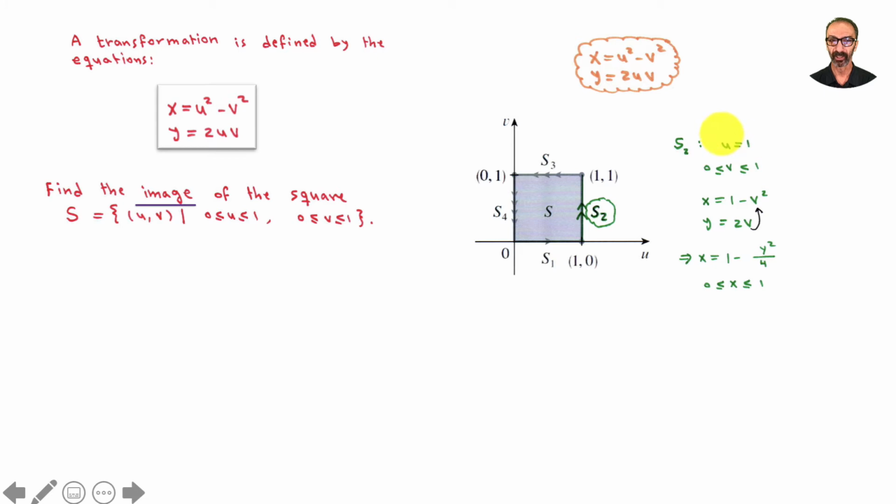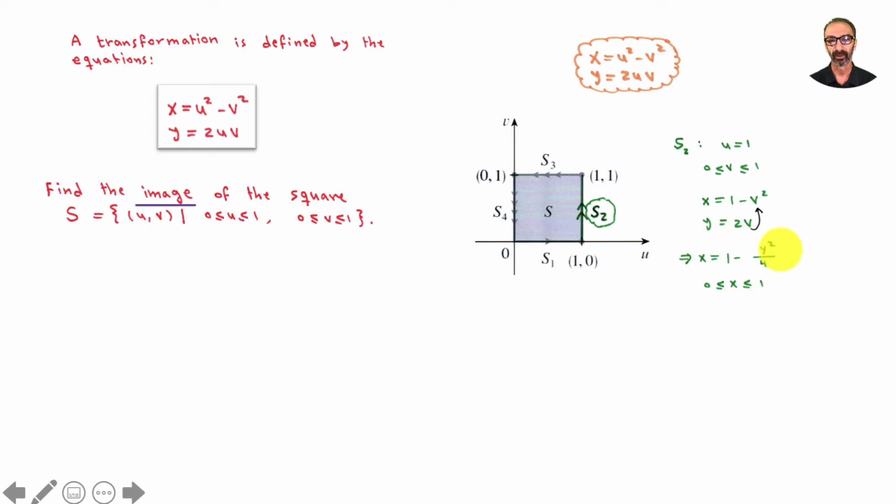Well, if U is 1, I could plug it in here and simplify this to 1 minus V squared, as you could see. 2 times 1 times V, which is 2V. Now, use substitution, merge this together, solve for V, which is y over 2, plug it in here, and I get the following: 1 minus y squared over 4. And since V changes from 0 to 1, plug in 0, you get 1, plug in 1, you get 0. So x changes from 0 to 1. Or if you want to trace it back, you could see it differently, but let's just move on.